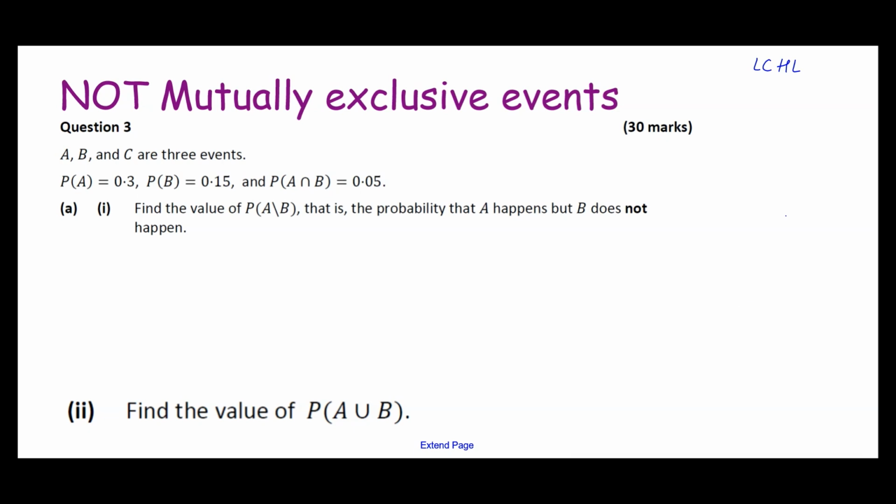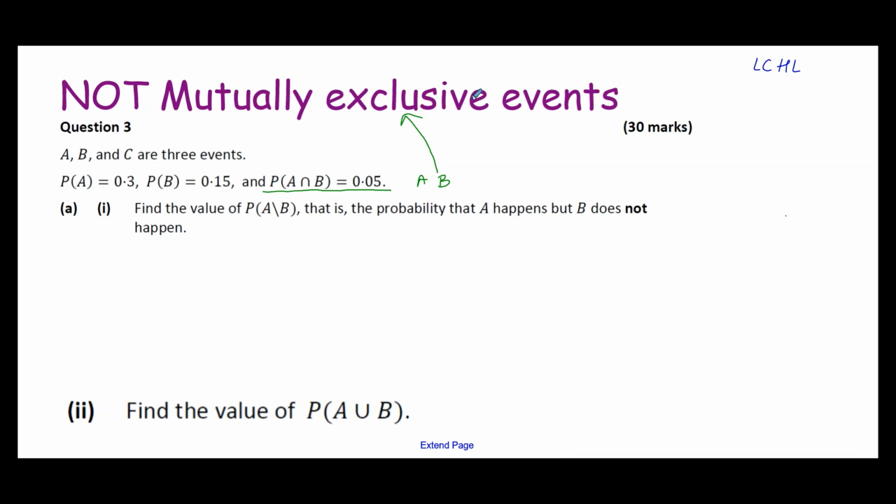Let's look at probability. Here we have A, B, and C as 3 events. We have the probability of event A, the probability of event B, and the common part between A and B is 0.05. One thing this tells us is that A and B are not mutually exclusive events.